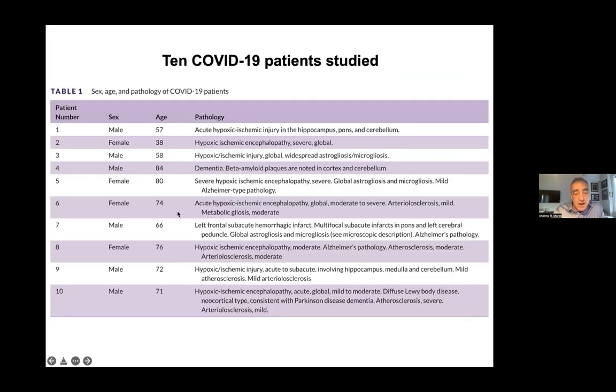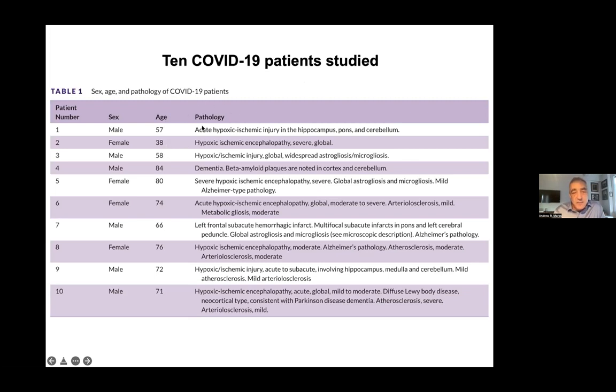So with that background, we then wanted to look at patients who had died from COVID-19 because of the emerging story of brain fog and long COVID. There are a lot of limitations to this study. First of all, these are patients who did not have long COVID by definition, since they died from COVID-19. And only 3 of them were under the age of 60.